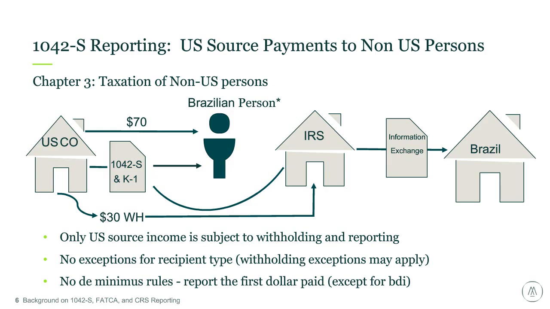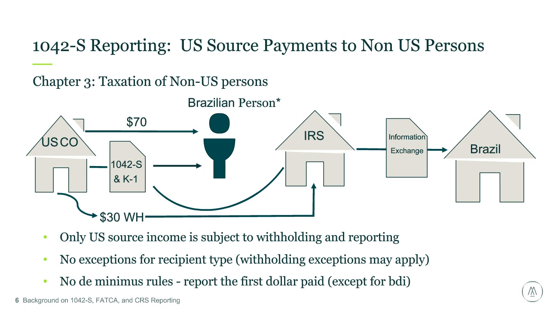First, we're going to start out with the starting point for 1042-S reporting. Why would you ever have to deal with 1042-S reporting? It's because you are making U.S. source payments to non-U.S. persons. At the very high level, Chapter 3, that's your 1441 regs, is taxation of non-U.S. persons. So as a U.S. company, as the withholding agent, you're making payments to non-U.S. persons. In this case, our example is a Brazilian person.